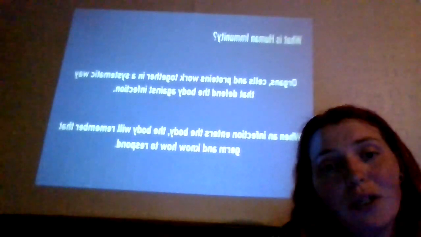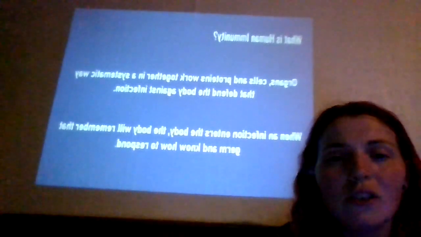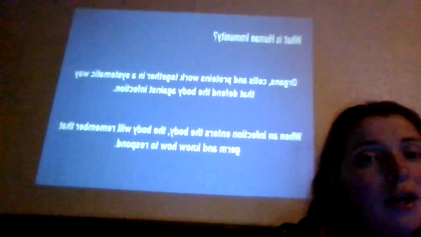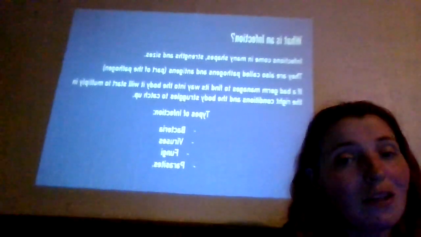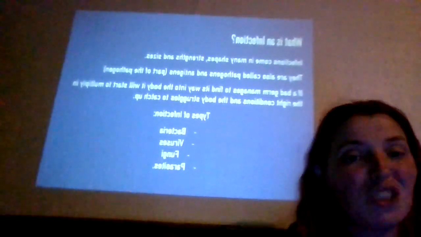So it's when your body's organs, cells and proteins work together to defend itself from infection. It'll also create a memory after it has responded, just in case it happens again. An infection, they come in all sorts of different shapes, sizes, strengths, all sorts, and they're also called pathogens. And the part of a pathogen is called an antigen, which they're the bits that hook on to the cells or organs.